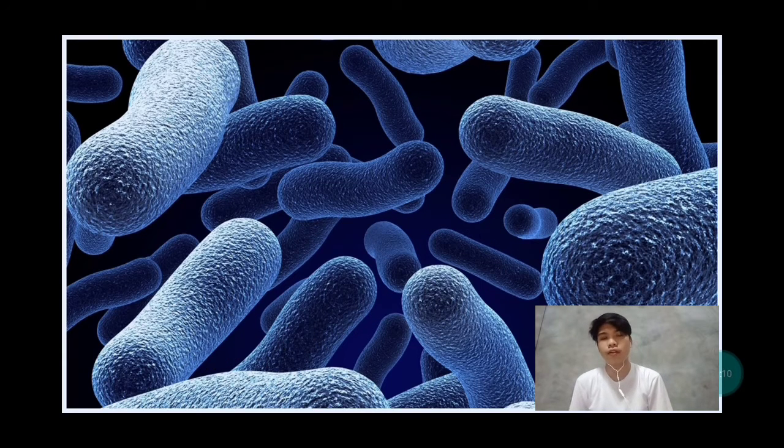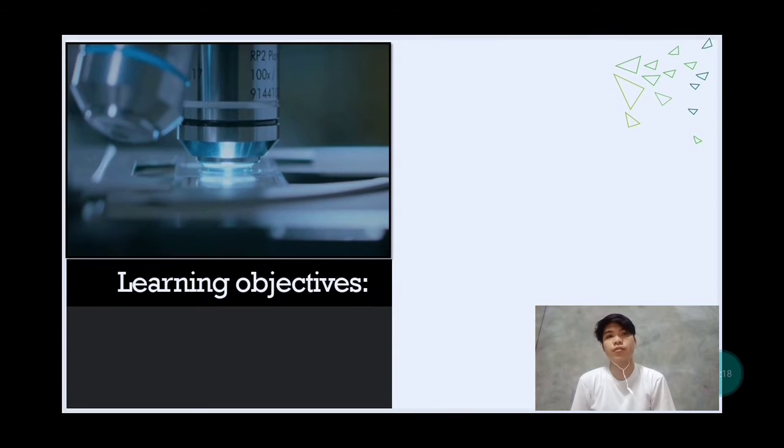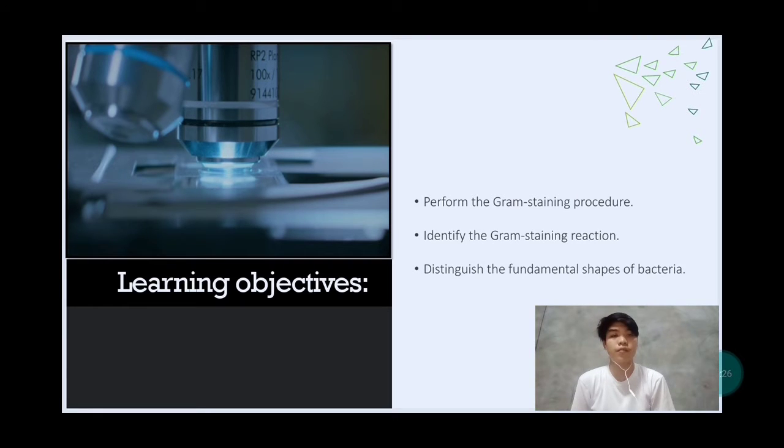So, for our topic, we're going to discuss the Gram staining or the Gram's method. For the learning objectives, we need to learn how to perform the Gram staining procedure, identify the Gram staining reaction, and distinguish the fundamental shapes of bacteria.